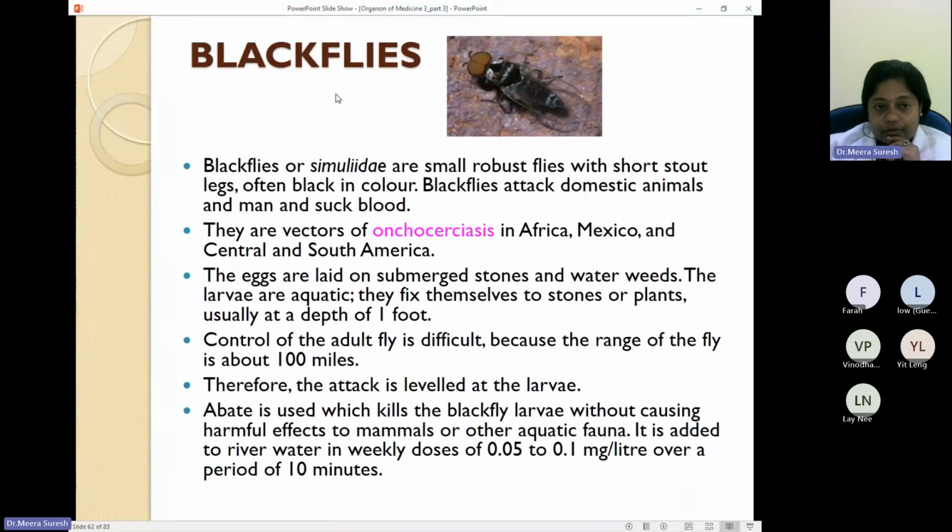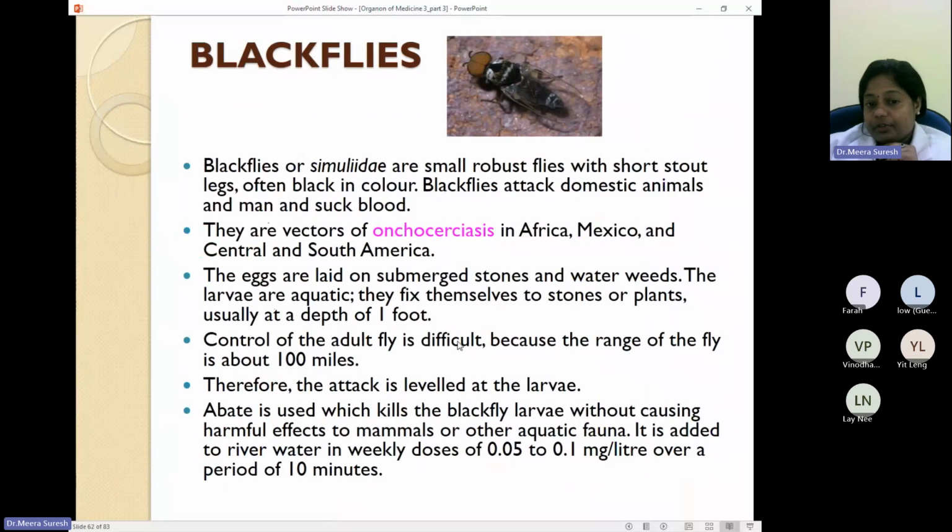Okay. The next one is black flies, also called Simuliidae. They are small, robust flies and almost black in color. They can attack domestic animals and also man. They cause the disease onchocerciasis, and usually their breeding place is in the water. The eggs are laid on submerged stones and water weeds. The larvae are aquatic, and they fix themselves to the stones or plants, usually at a depth of 1 foot.